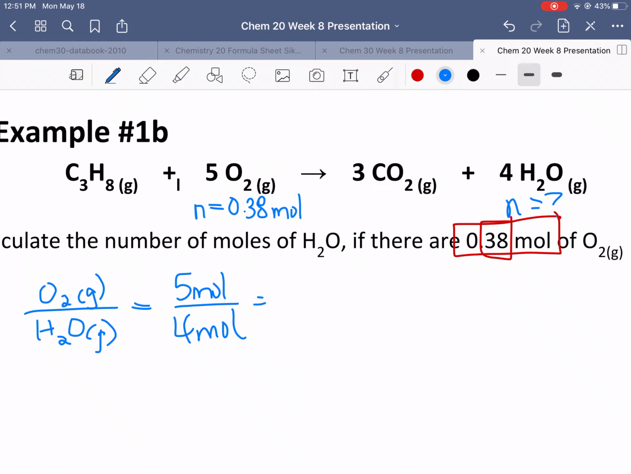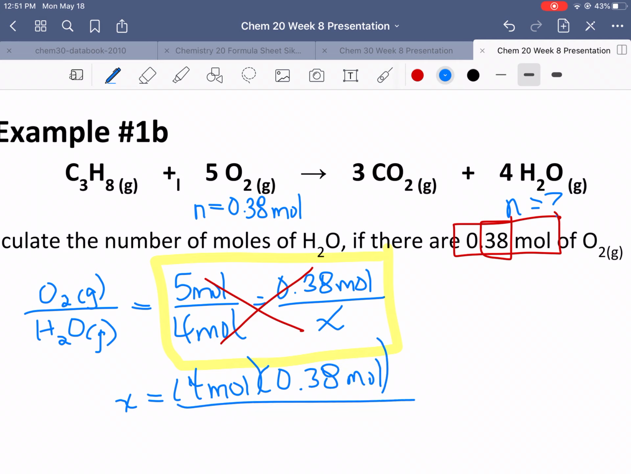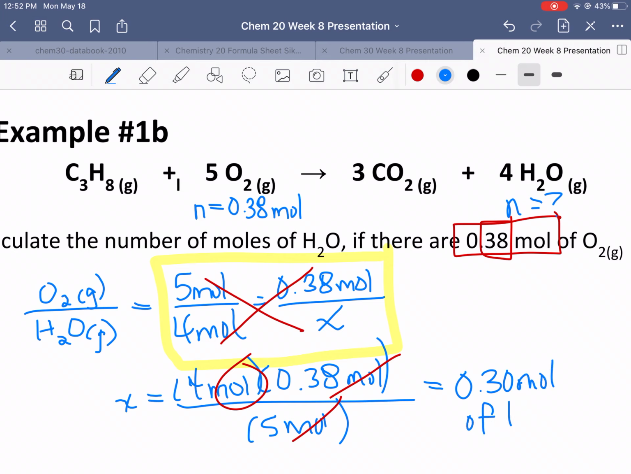We keep going. Which one do you know? You know the oxygen, so that goes on the top. 0.38 moles. Our unknown is the amount of water. That's going to be on the bottom. There, outlined in yellow, is your mole ratio. Same process. Cross multiply and divide. In other words, we're going to have X equal to 4 moles times the 0.38 moles, there's the cross of the first, divided by the 5 moles. That equals X. Moles cancel out except for this one. Number crunch it all, you will get, remember 2 sig digs, 0.30 moles of water vapor.